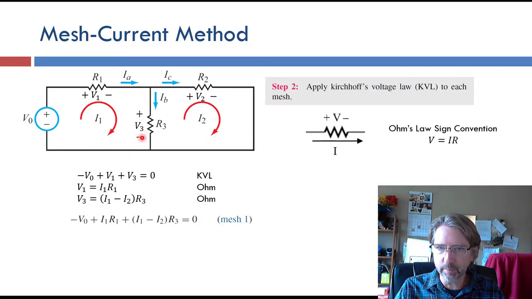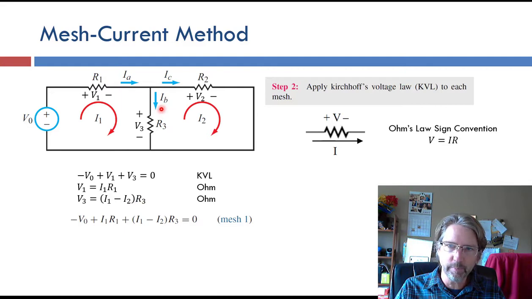V3 here is a little complicated because it's between two meshes. So I1 is going from plus to minus, so that's the right direction. And I2 is going from minus to plus, so that's the wrong direction. So V3 is I1 minus I2 times R3.